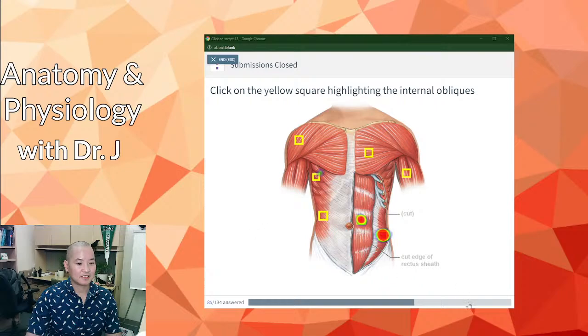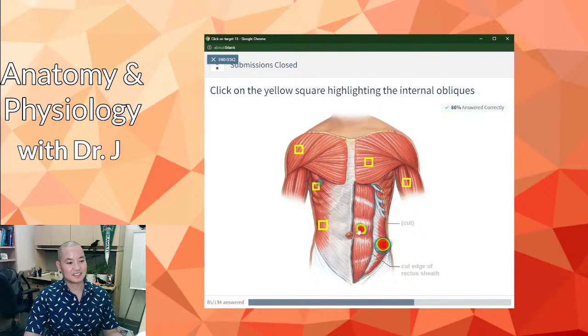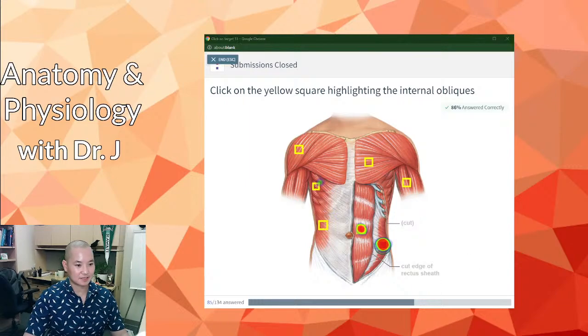So now that we have our external obliques, now for our internal obliques, and our internal obliques are this one over here. So again, this is our rectus abdominis. Abdominis is going straight up and down. Our obliques are at an angle to the axis of our body. So this is the internal obliques because it's internal to the external obliques.